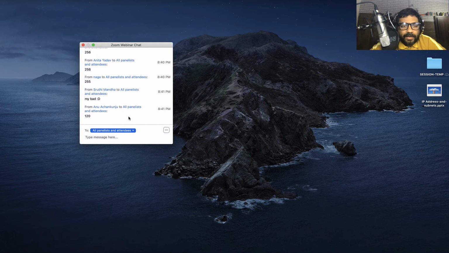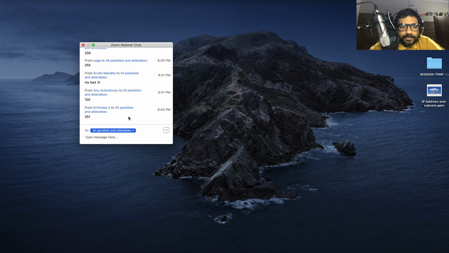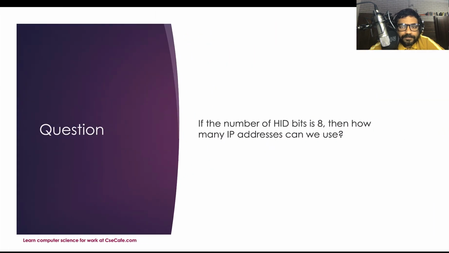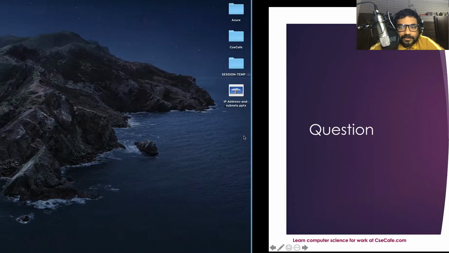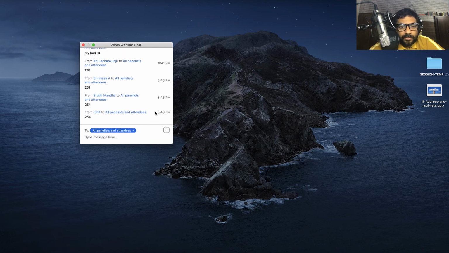So this is a concept I did not tell you, so don't worry. In general, two IP addresses will be blocked. So if the question is how many IP addresses can we have, then it is 256. But if the question is how many IP addresses can we use, in general it will be 256 minus 2, which is 254.